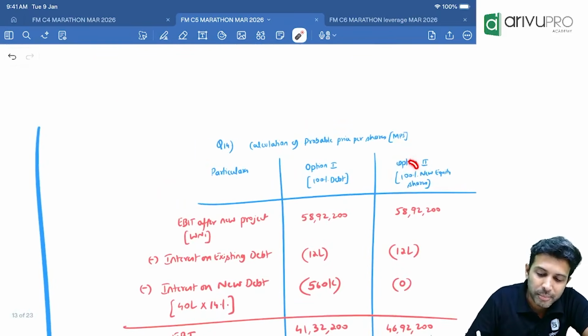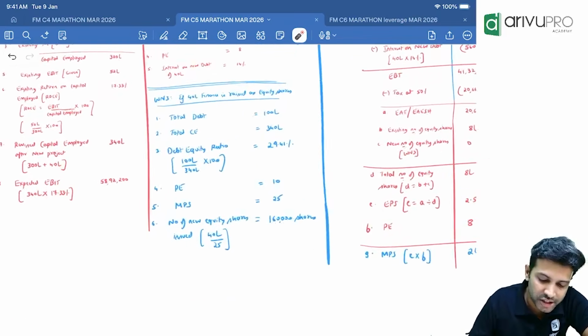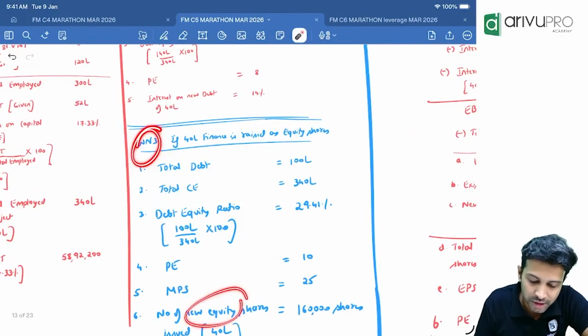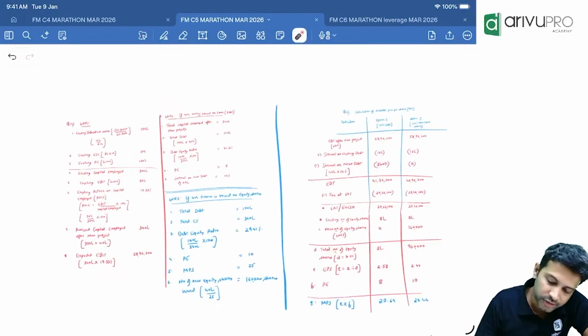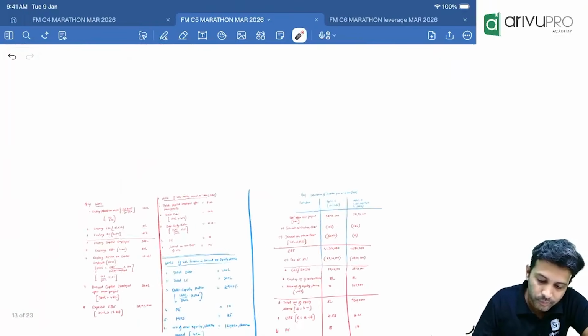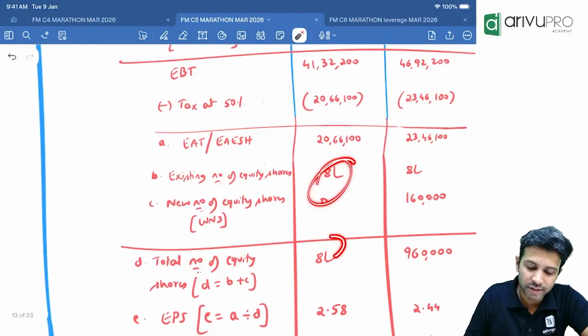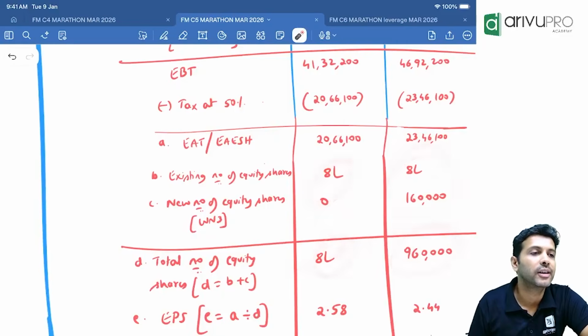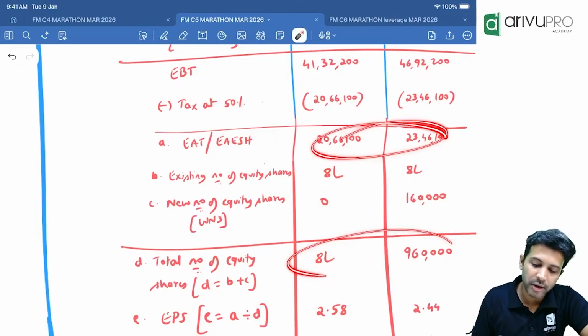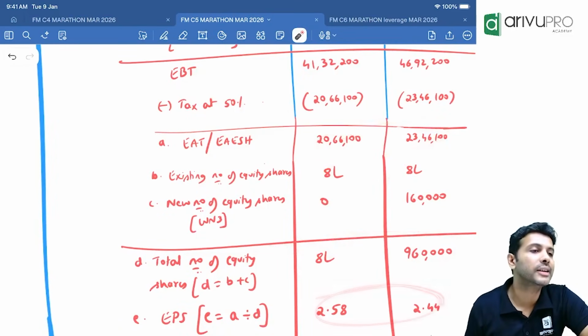But if you raise the same money through new equity shares, how much extra shares will come? We already found out in working note number 3. How much is that? 1,60,000. So what will be the total number of equity shares? 8 lakh plus 0, 8 lakh. 8 lakh plus 1,60,000, 9,60,000. EBIT divided by total number of equity shares, if you do, you will get EPS.